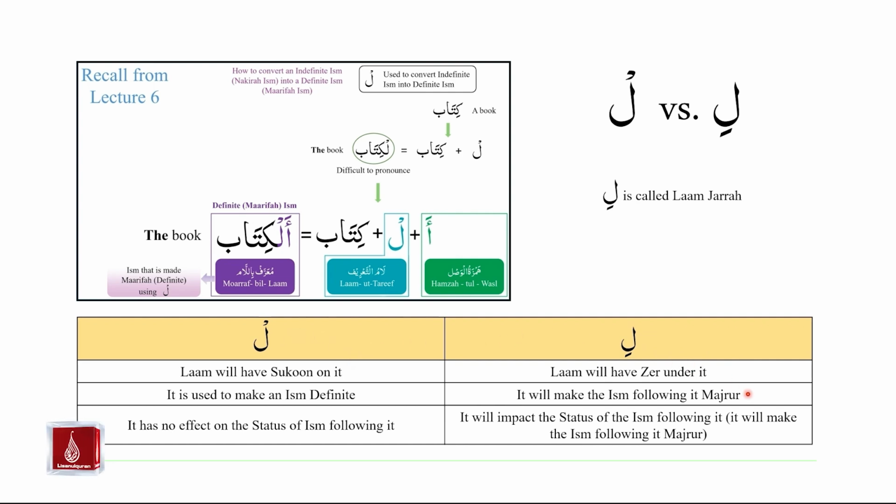Laam Jarrah will always make the ism following it Majrur because it is a harf jar. In contrast, Laamut Tarif is used to make an ism definite from indefinite. Finally, Laam Jarrah or Laam harf jar will impact the status of the ism following it, meaning it will make the ism that comes after it Majrur. Laamut Tarif has no such effect. It has no effect on the status of the ism following it.